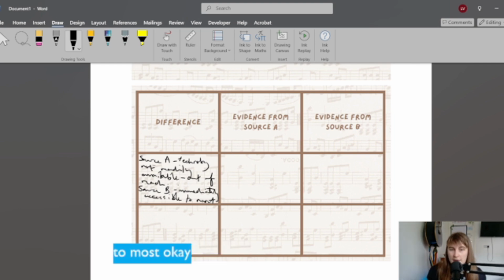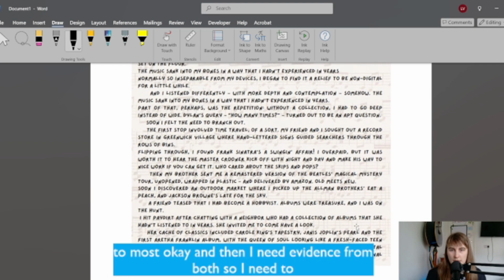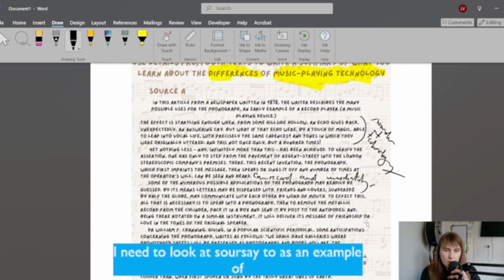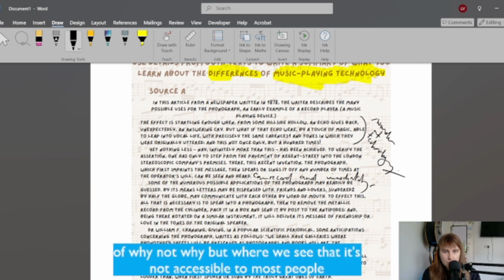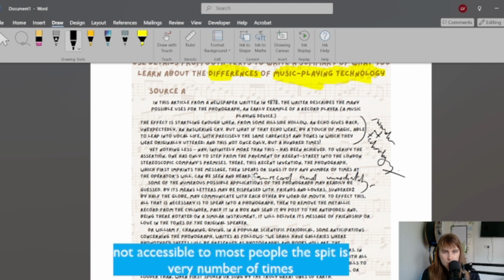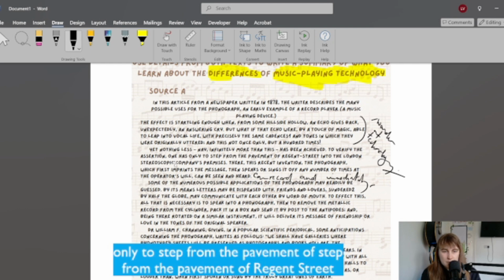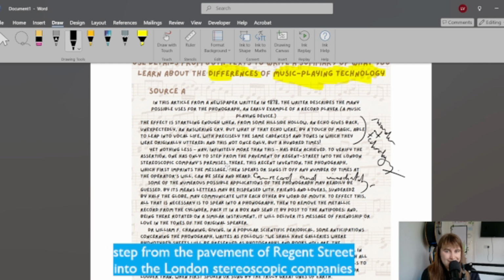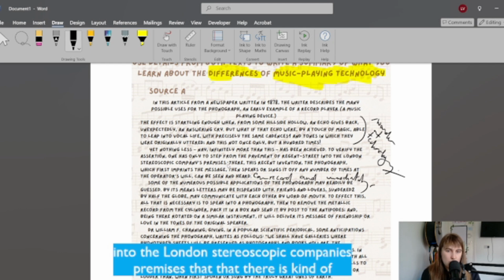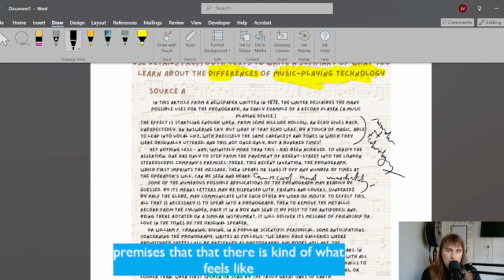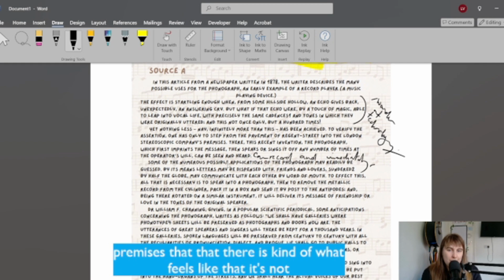Okay, and then I need evidence from both, so I need to look at source A as an example of where we see that it's not accessible to most people. "One has only to step from the pavement of Regent Street into the London Stereoscopic Company's premises." That there is kind of what feels like that it's not in people's homes, right?